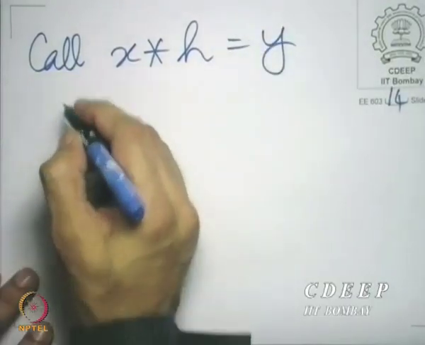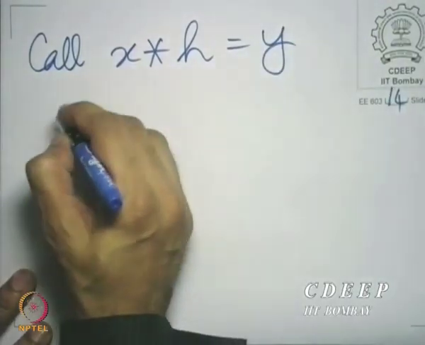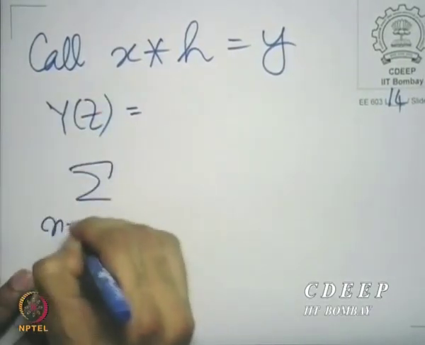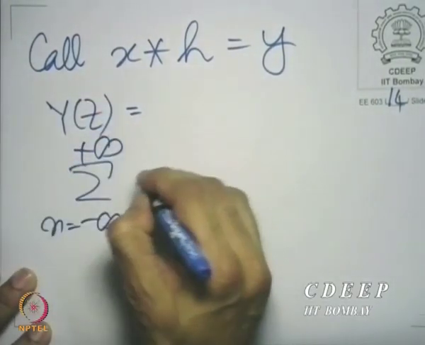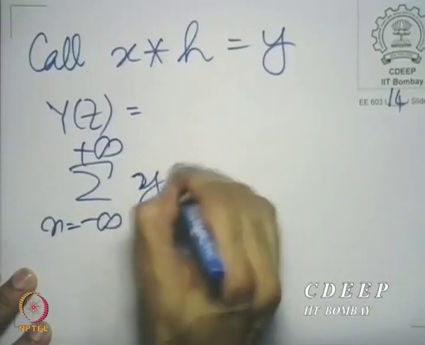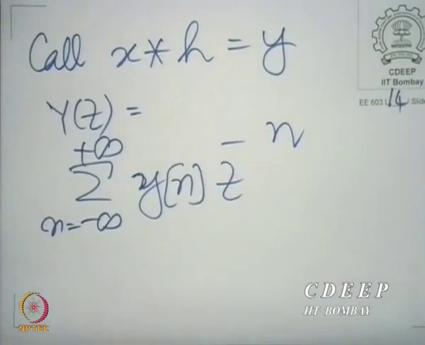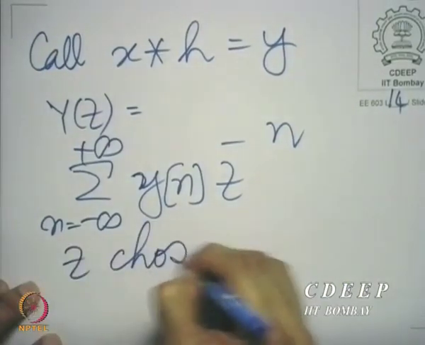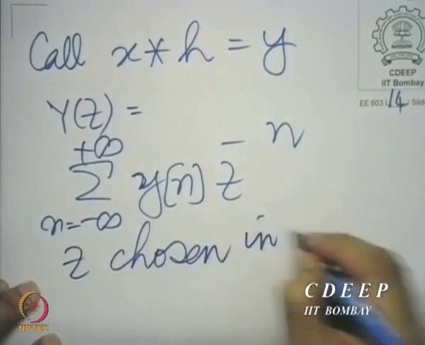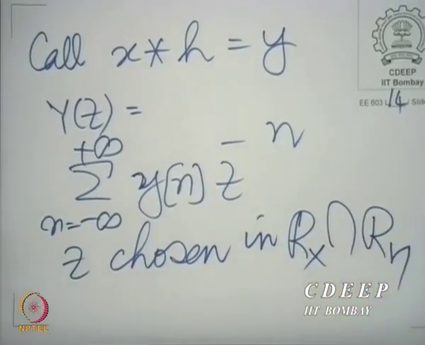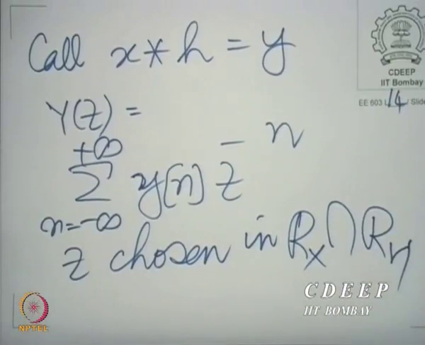So, of course, we need to find out the z transform of y. So, Y(z) is of course the summation, n going from minus to plus infinity, y[n] z raised to the power minus n, and we have picked a z, chosen suitably, in R_x intersection R_h, as we have said.